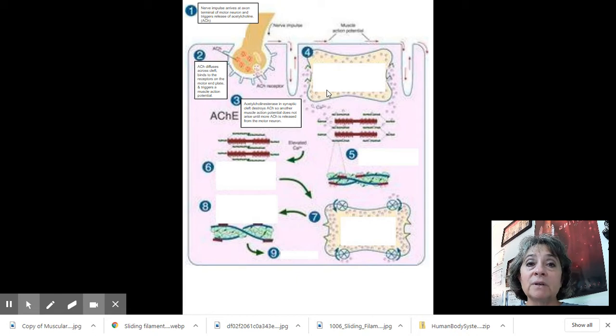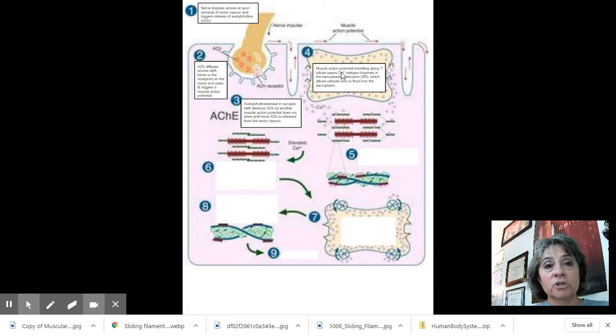So let's look specifically at what happens when that ACH, that acetylcholine, hits a muscle. So step number 4, this action potential travels down these structures called T-tubules in the muscle, and it releases calcium. That's a big thing that you'll need to remember. Calcium is the mineral ion that your muscles need for contraction. It's the same mineral ion that is stored in your bones, and that is why your bones store that mineral, because you need calcium for muscle contraction.